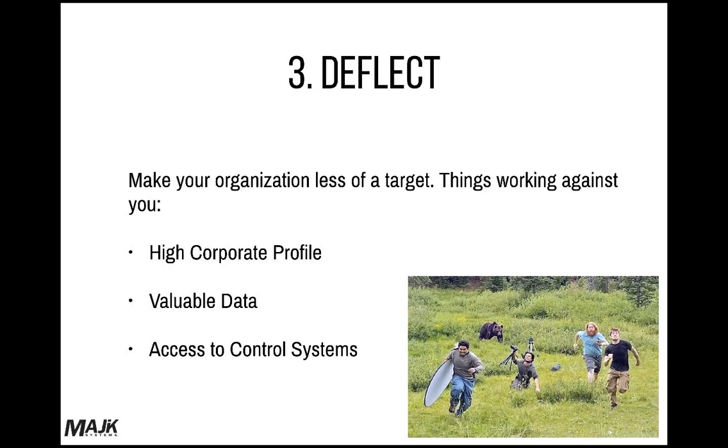You don't need to be faster than the bear. You just need to be faster than the slowest person that you're camping with, right? So some things that work against you on that are if you have a high corporate profile, so like if you're a public company or you're really in the news a lot, or if you have valuable data, whether that's, say, proprietary bill of materials or work recipes or information that might affect your stock price, that type of thing. Also, access to control systems, again, is a big determinant for people wanting to infiltrate your network.